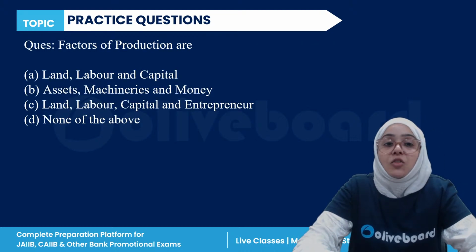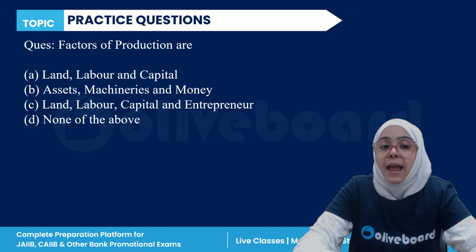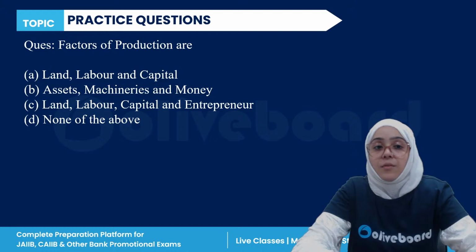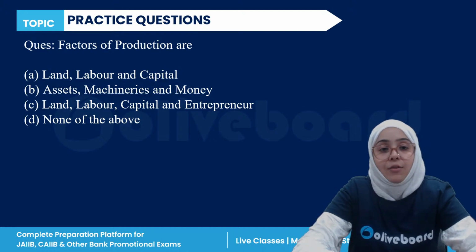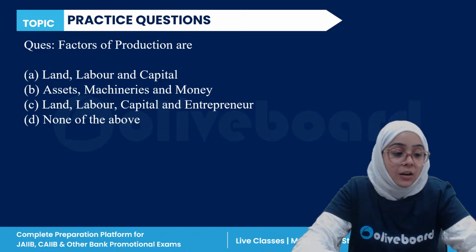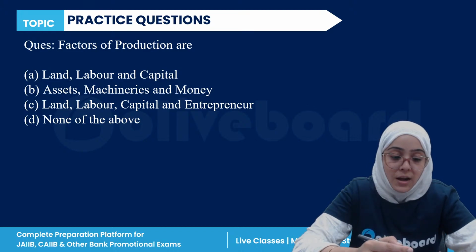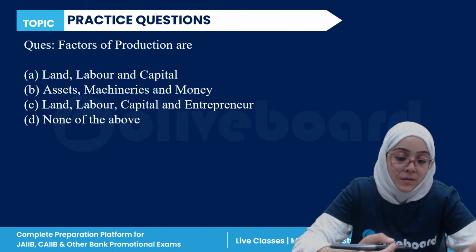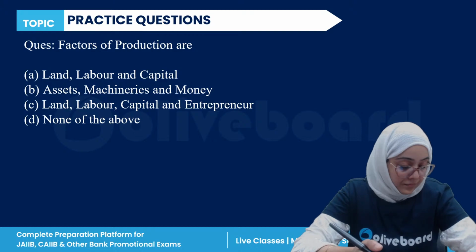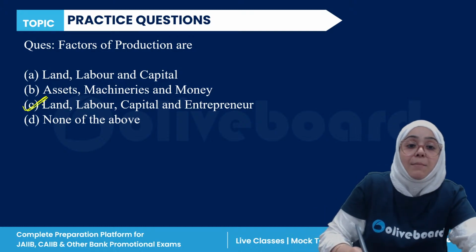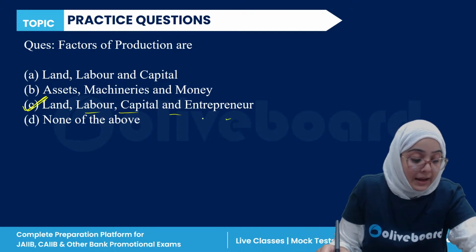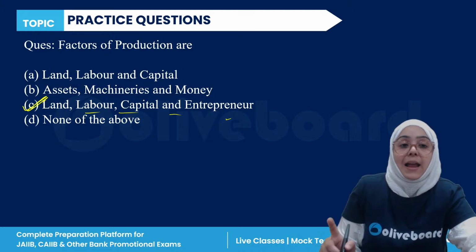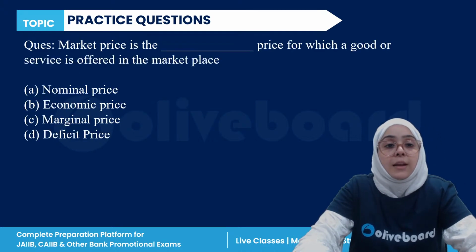Next question. Factors of production are: A, land, labor, capital, asset, machinery, money; C, land, labor, capital, and entrepreneur; or none of the above. Factors of production are... Yes, it is land, labor, capital, and entrepreneur, not A. It is C, land, labor, capital, entrepreneur. C is the correct answer. True. Next question.